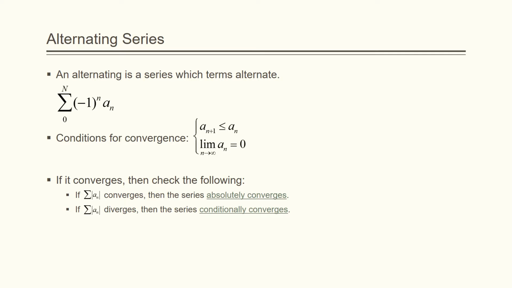The first one is a_{n+1} is less than or equal to a_n. The second condition is the limit as n goes to infinity of a_n is equal to 0. If the series is converging, then we have to check two conditions. If the series of absolute a_n converges, then the series absolutely converges. If the series of absolute a_n diverges, then the series conditionally converges.